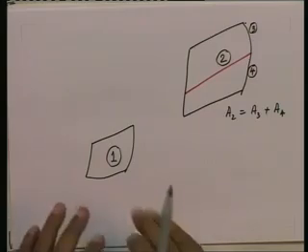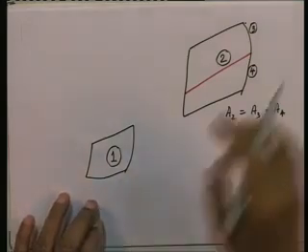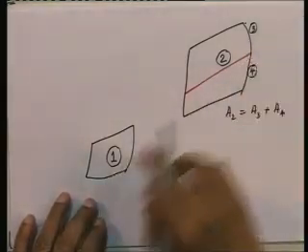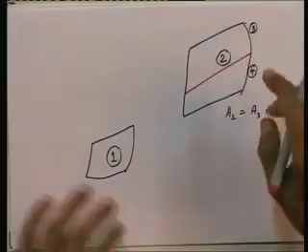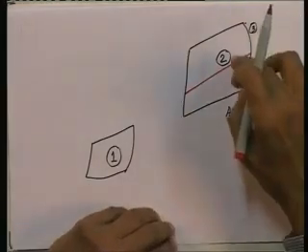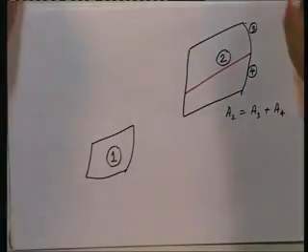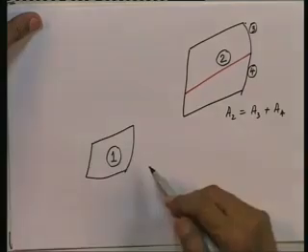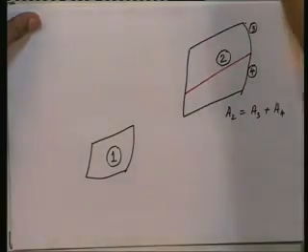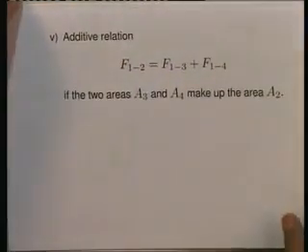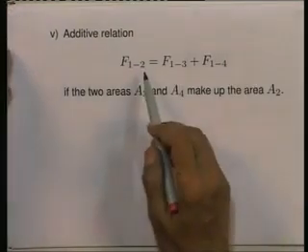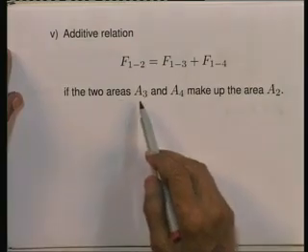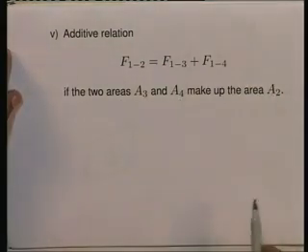Now, radiation going from 1 towards 2, the fraction of radiation going from 1 towards 2 is F1 to 2. It follows that since 3 and 4 make up 2, F1 to 2 must be equal to F1 to 3 plus F1 to 4. It follows, isn't it? So, let me show that in writing. It follows that F1 to 2 must be equal to F1 to 3 plus F1 to 4 if the two areas A3 and A4 make up the area A2.